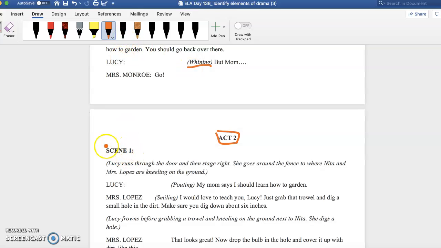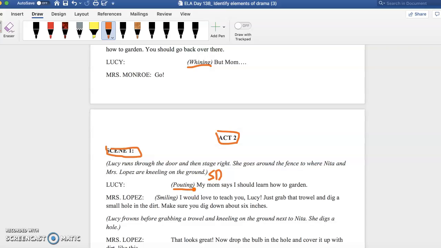Now we're in Act 2. We are back to scene 1 because every time there's a new act, there's a new scene that's presented. So we have a different setting and more characters that's being presented. Here are our new stage directions for our actors. Every time you see something italicized in parentheses, that's the stage direction. Lucy runs through the door and then stage right. She goes around the fence to where Nita and Mrs. Lopez are kneeling on the ground. So now it looks like they are in the garden, in Mrs. Lopez and Nita's garden. Lucy is pouting, so she really doesn't want to do this. She's just doing it because her mom told her to.